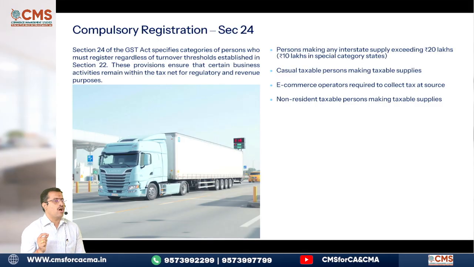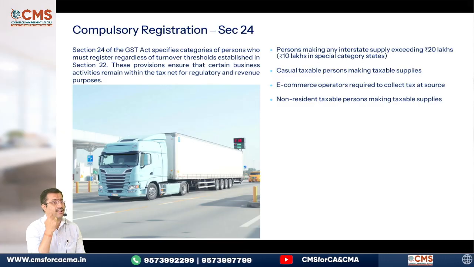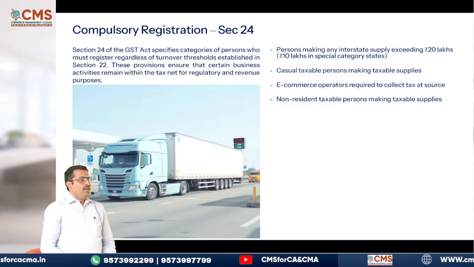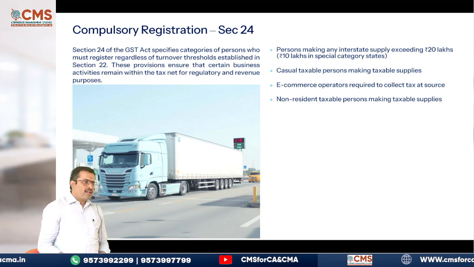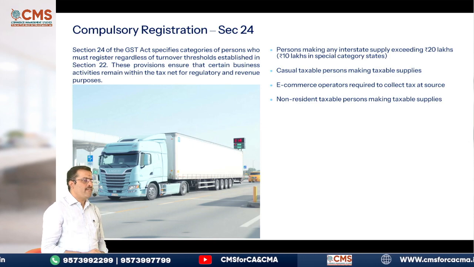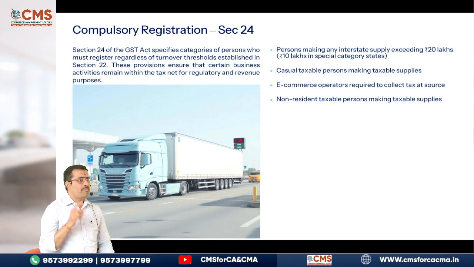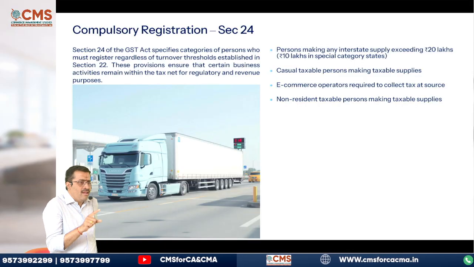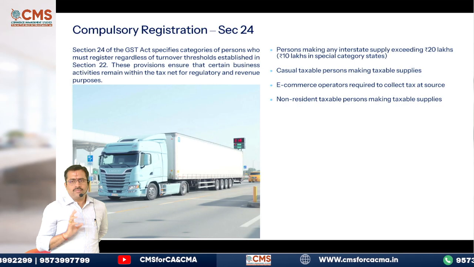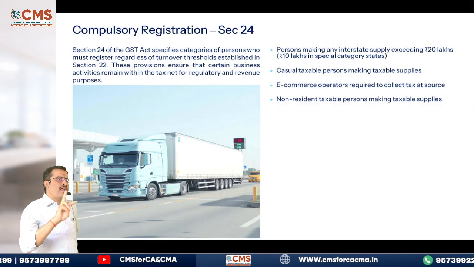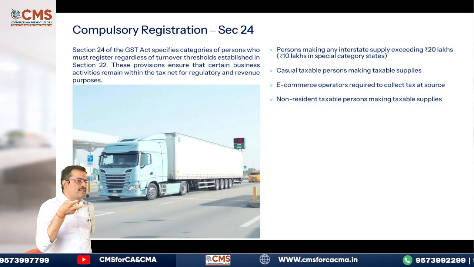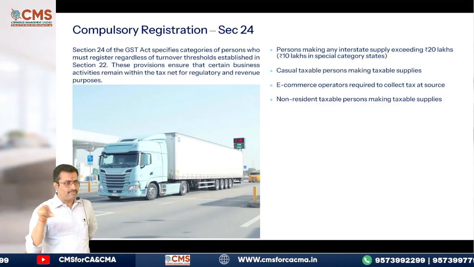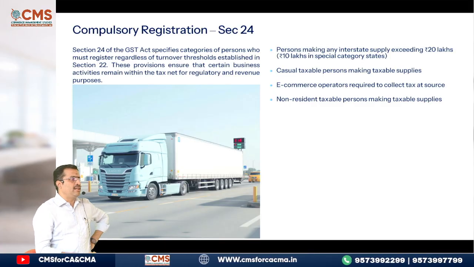Lastly, non-resident taxable person making taxable supplies. Now, who is a non-resident taxable person? A person, nothing but a foreigner, who does not have any principal place of business in India, but he comes to India to do business occasionally. He is called a non-resident taxable person. So this casual taxable person and non-resident taxable person, they have to get registered as per section 27. When I come to 27, we'll discuss once again.